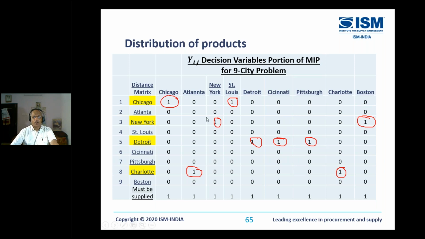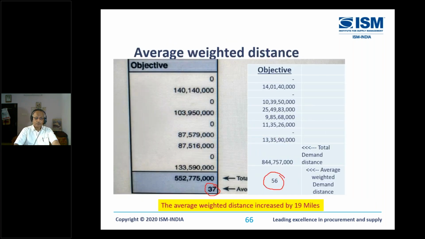If I look at the YIJ chart, that means Chicago will deliver to Chicago. Definitely the distance is 0. It is supplied to St. Louis. New York will supply to Boston, and Detroit will supply to Detroit, Cincinnati, Pittsburgh, and Charlotte will be like this. Similarly, I can get a YIJ chart for 3 cities.